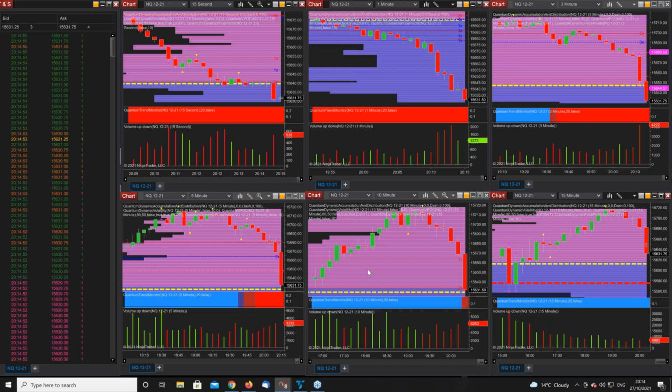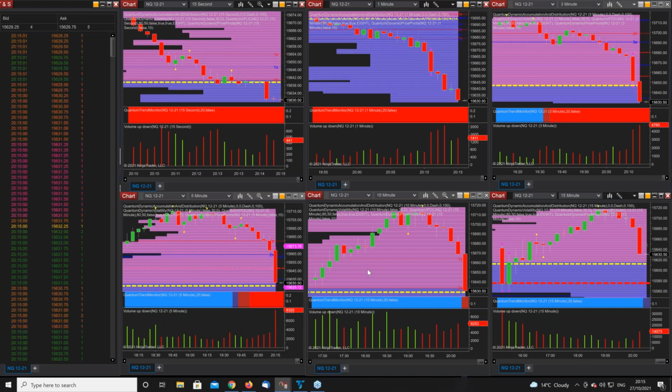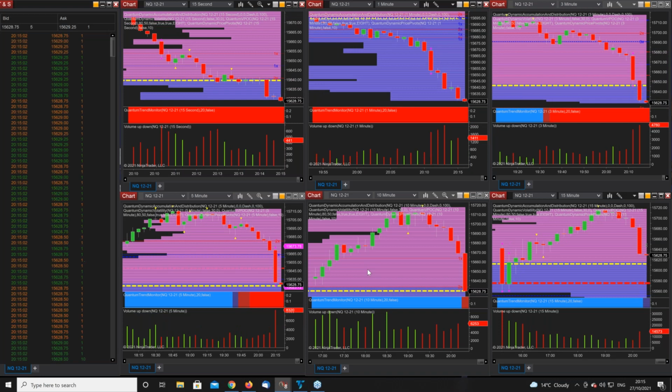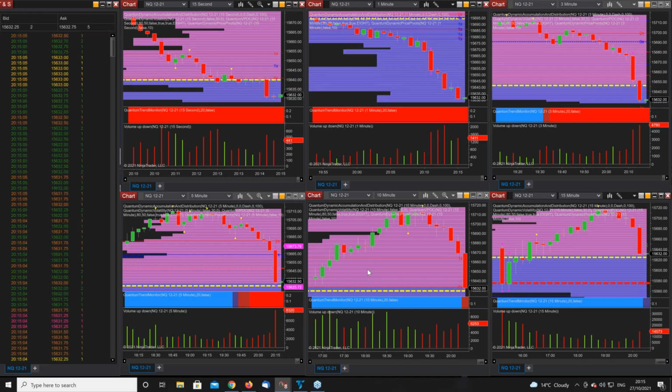Multiple contracts, you've got to decide whether you're scaling in or scaling out. If you're scaling in, fine. If you're scaling out, fine. You know, the pros and cons of both approaches. There is no right or wrong way to trade. You've got to find what works for you.